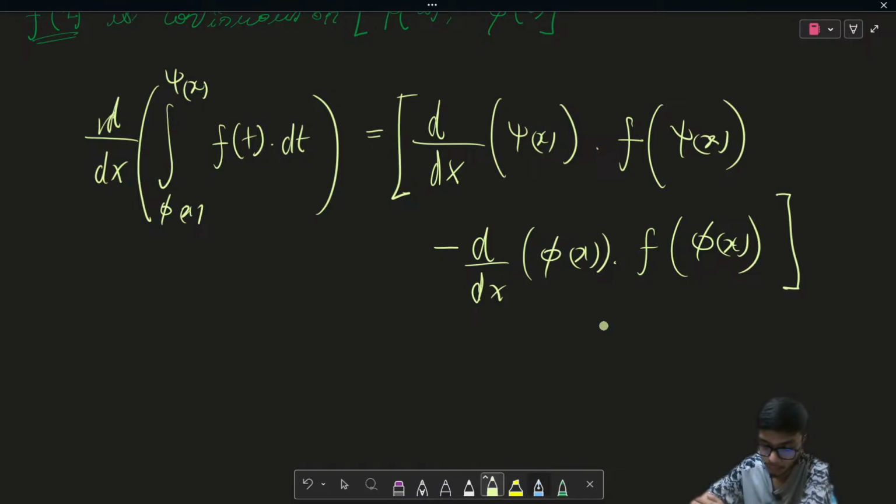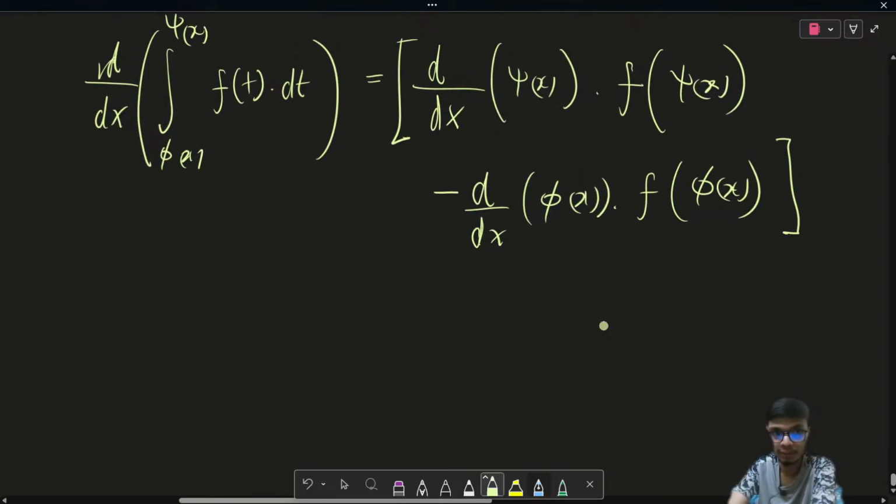Okay, so I hope that is clear. Is this clear to all of you? If this formulation is clear, let's see how we are going to apply it to questions.